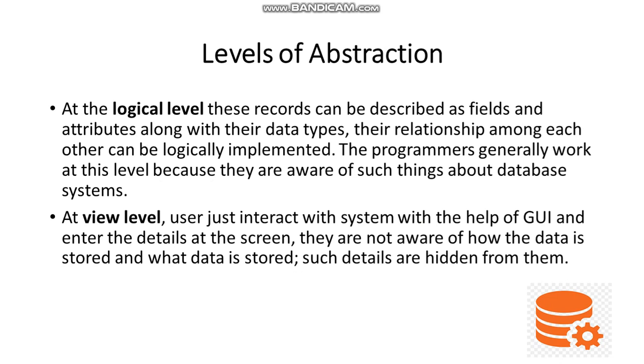Next is logical level. These records can be described as fields and attributes along with their data types. The relationships among each other can be logically implemented. The programmers generally work at this level because they are aware of such things about the database system. So at logical level, what data we are storing, how we are storing, what data types we are using for storing, what the relationship is between all these attributes and all these tables, that comes into logical level.